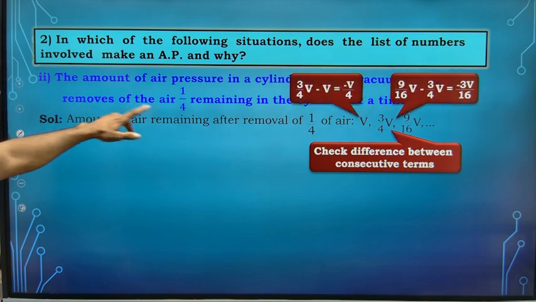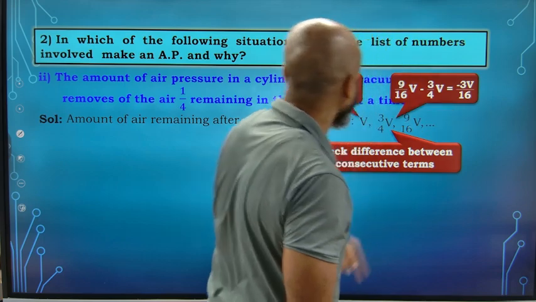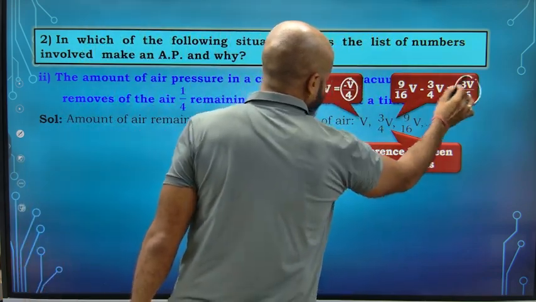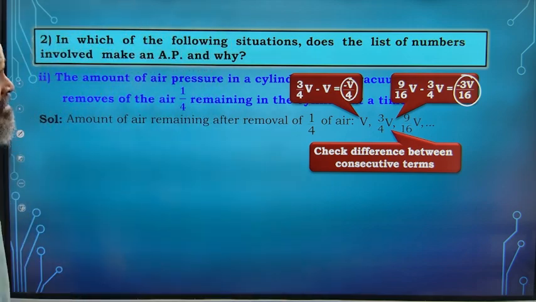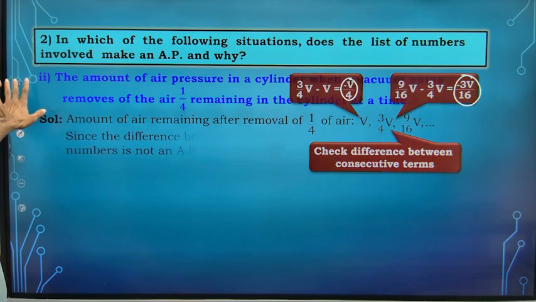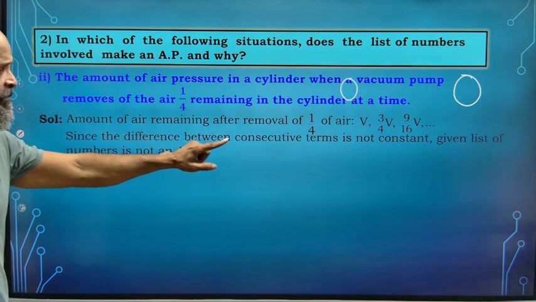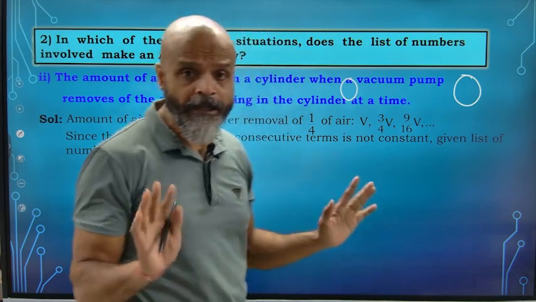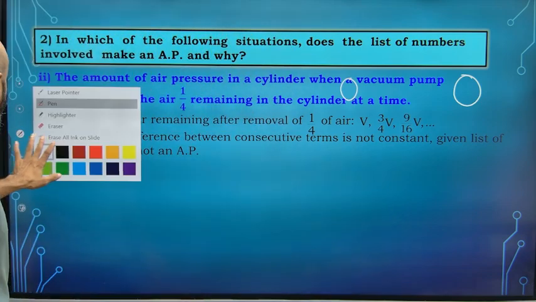Now, what will be the difference? 9/16 V minus 3/4 V, and 3/4 V minus V, that is minus V/4 and minus 3V/16. Are these the same? The answer is no. Hence, this doesn't qualify. Since the difference between consecutive terms is not a constant, the given list of numbers is not an AP. It will not qualify to be an AP.